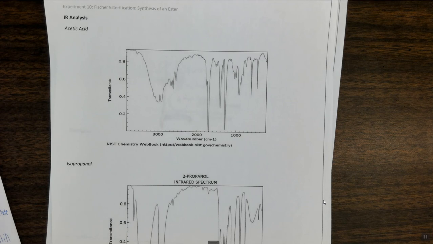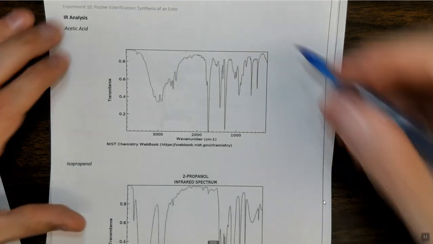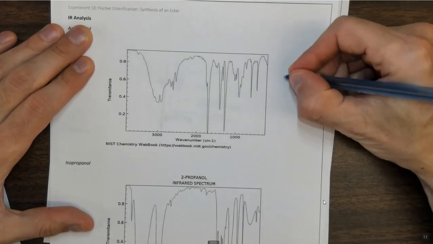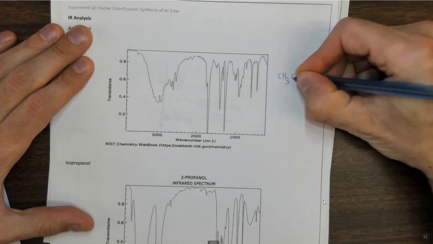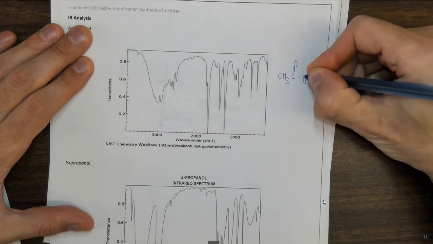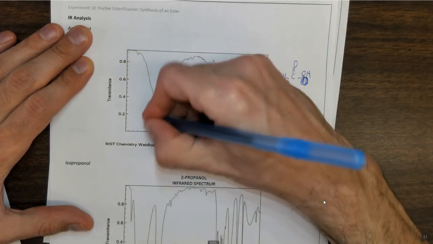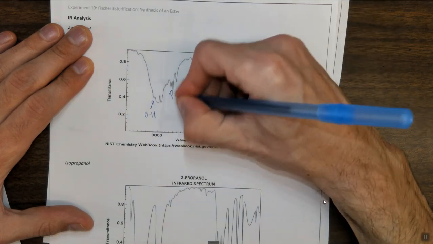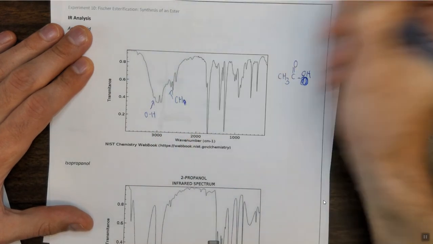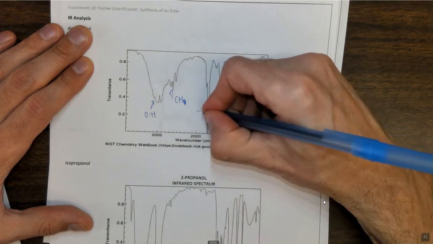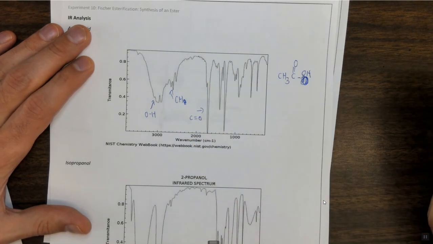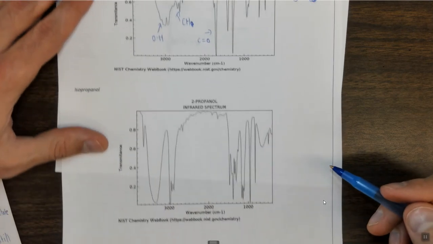I will note that the boiling point of acetic acid is around 117 degrees C, and the boiling point of isopropanol is around 82 degrees C, which is only a little bit different than the isopropyl acetate. So let's look at acetic acid first. Acetic acid has CH3, C double bond O, bond OH, like this. So you can see here clearly, we have an OH, we have a CH from here, and we have a C double bond O.